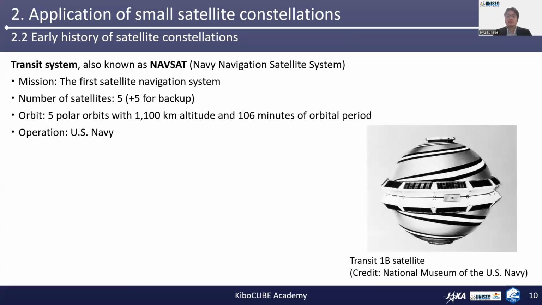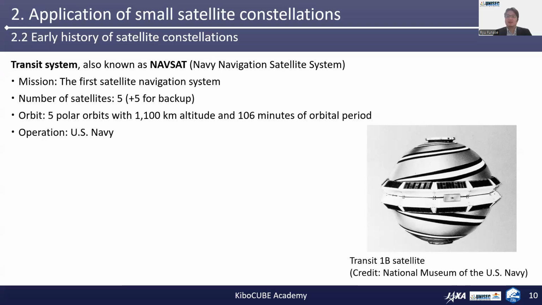The concept of constellation is said to have originated with the US Navy's Transit System, or NavSat, which began operation in 1964. It is a constellation of navigation satellites arranged in 5 polar orbit planes, each with an altitude of 1,100 kilometers and a period of 106 minutes. In this system, the ground terminal can basically see only one satellite at a time, and the user can only determine its own position in 2 dimensions.